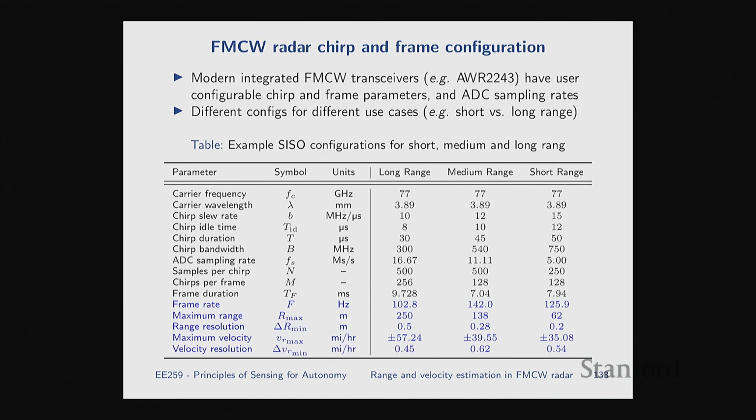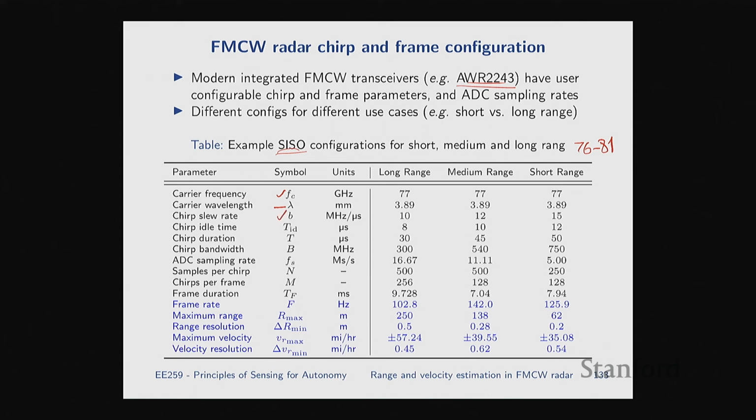This has been done for a SISO system, but specifically for this device. In this table, I can tell you which parameters you can configure as the user of the device. So FC, you can configure it, and I think it supports 76 to 81 gigahertz. So you specify what center frequency you want. The center frequency determines lambda, because F is just C over lambda. So you set F, and it dictates what lambda is.